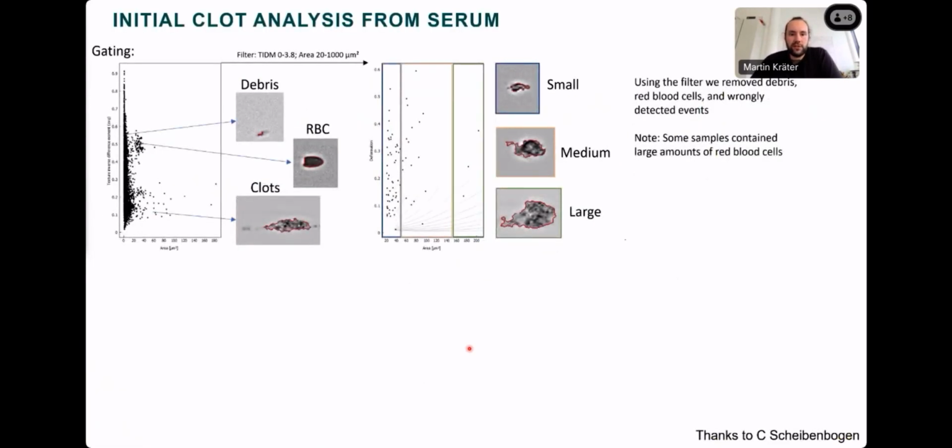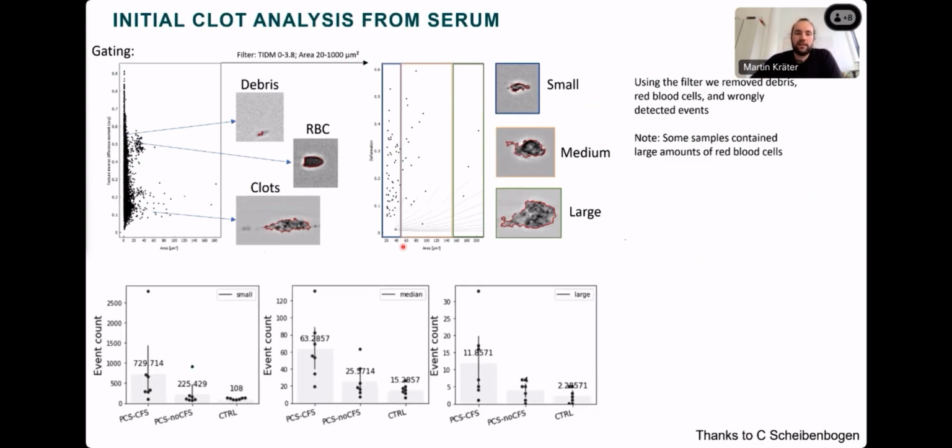And I want to stay with the clots just a little bit, and thanks to Carmen Scheibenbogen, who teamed up with us in order to start looking at aggregates in serum, in patient serum. So she sent us the serum, and with our features, we identified the different clots. We separated these clots into small, medium, and large aggregates. This is arbitrary. We just made up a decision of what could be small, medium, and large.